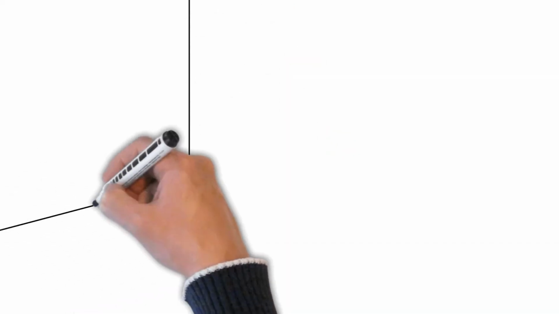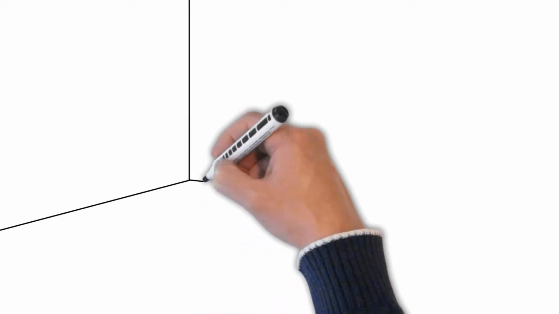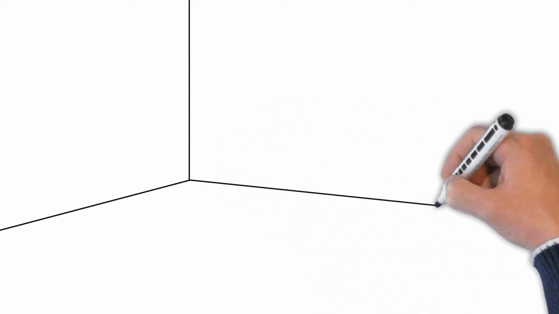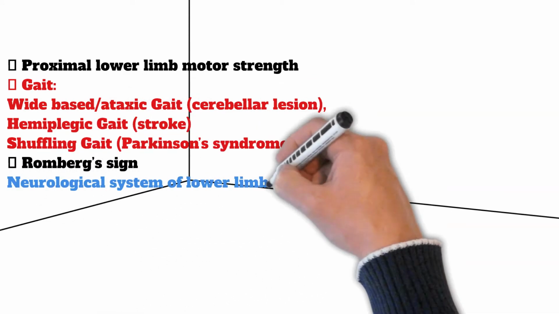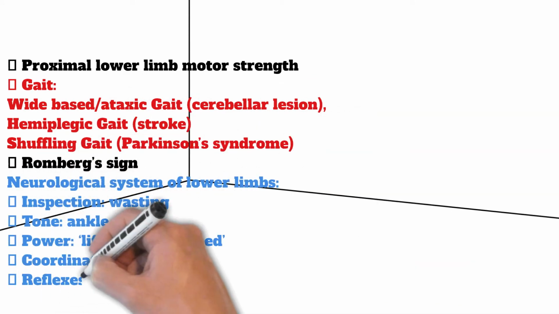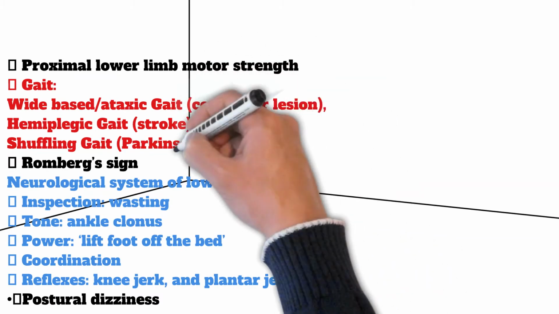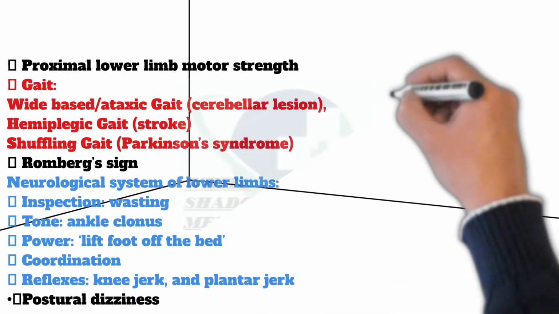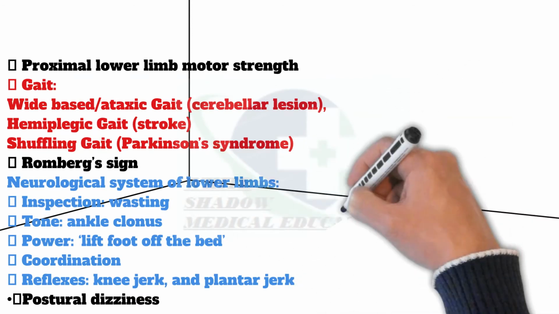A lot of information can be obtained by asking the patient to stand and walk without support. Proximal lower limb motor strength, rising from a chair. Gait can be categorized as wide-based ataxic gait, as in cerebellar lesion, hemiplegic gait, suggestive of stroke, and shuffling gait, as in Parkinson's syndrome. Romberg's sign, positive if patient stumbles forward on closing eyes.